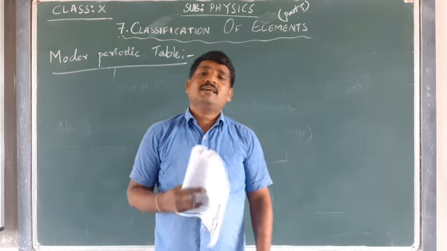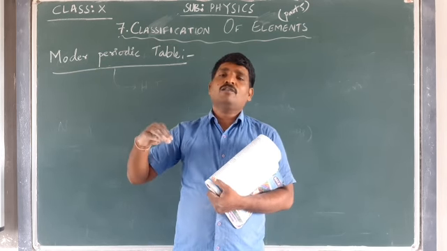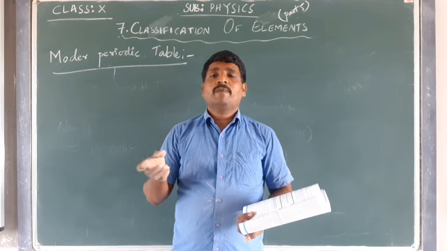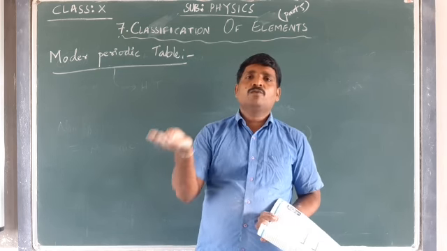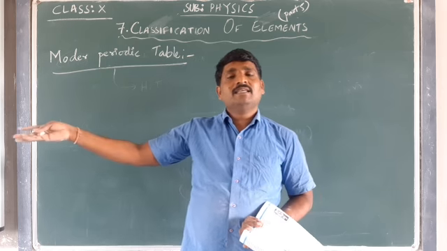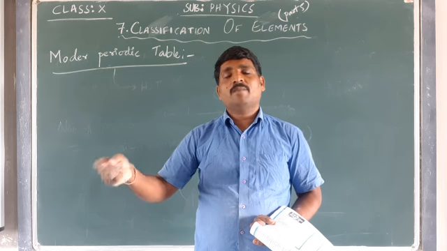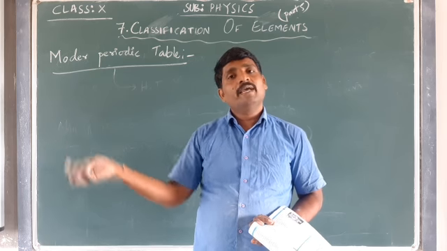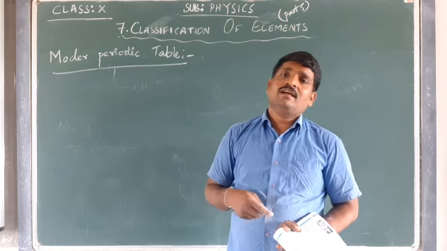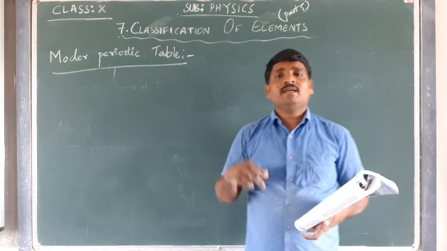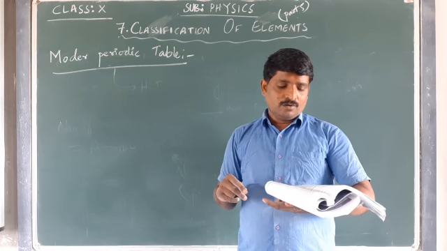Moseley realized that instead of arranging the elements based on atomic weights, he thought of arranging them based on atomic numbers: atomic number 1, atomic number 2, atomic number 3. Till now the three scientists were discussing arrangement by atomic weights, the atomic weight of carbon, oxygen, hydrogen. Based on the atomic weights they were arranging. But Moseley thought of arranging the elements based on the atomic numbers. Keep in mind, this is the change that you have to note down.